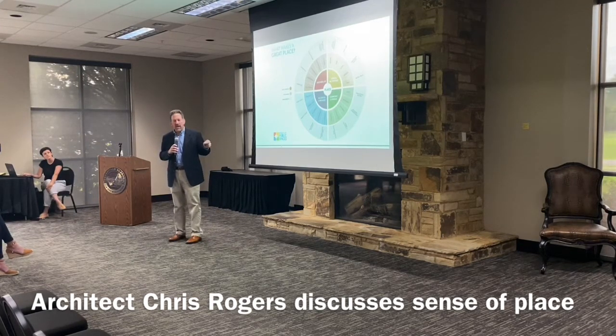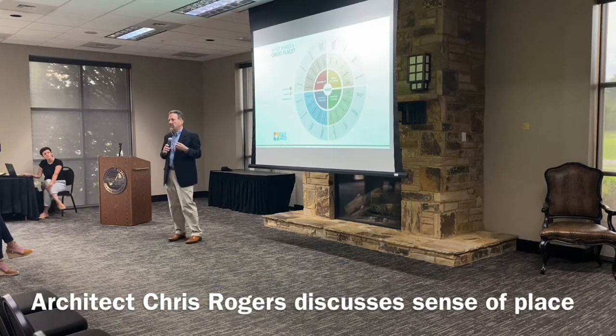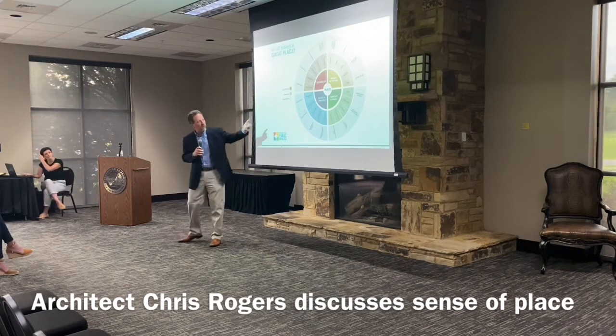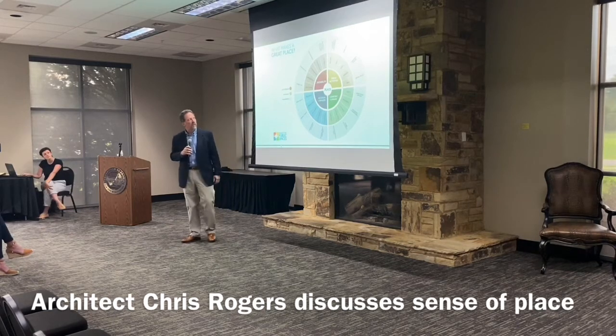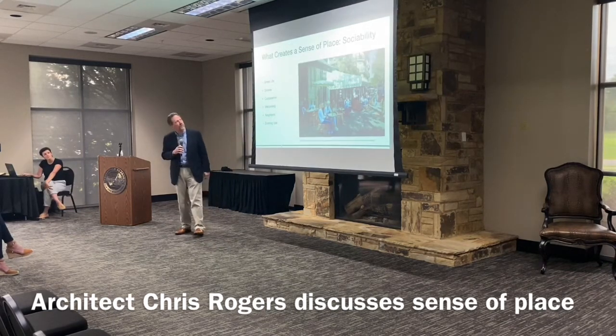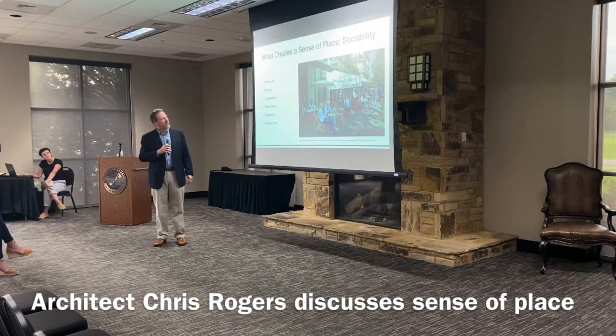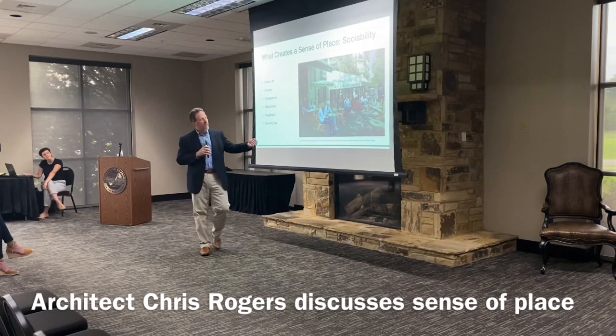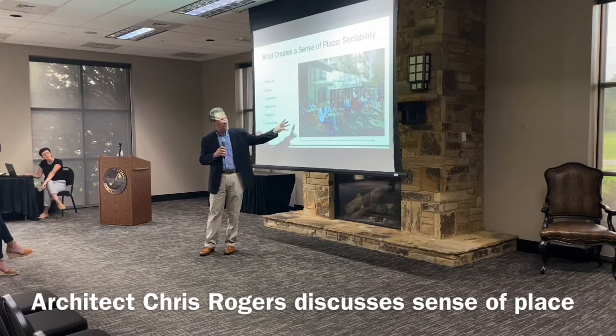So what I would like to do is go through and talk about some of the individual characteristics that are on this chart, but not really get into this chart so much. So what creates a sense of place? Sociability creates a sense of place. This is a great example of if you've been to Europe. This is a cafe on the street in Paris.